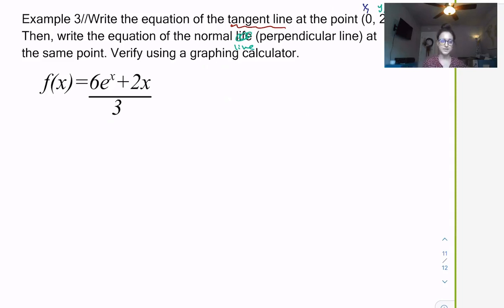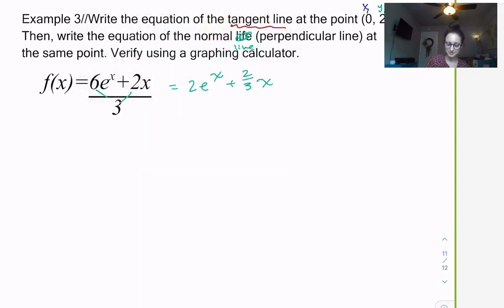All right, so f of x is this guy. That 3 is a little bit bothersome. However, let's just go ahead and divide both terms by 3, okay? So I've got 6 over 3 is 2, so 2 e to the x plus, and then I'm just going to leave that as 2/3 x, okay? All right, so I've got my x1 and my y1. All that's left to find is what? Is the slope. So how do I find the slope?